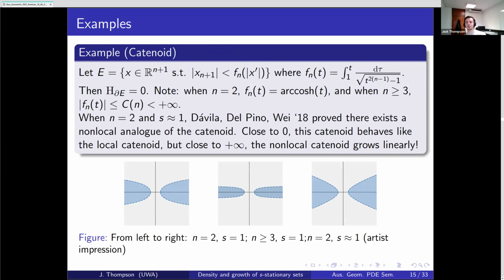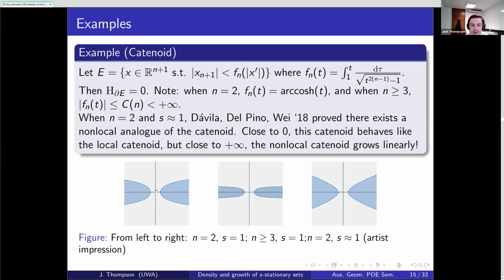Okay, a more complicated example is the catenoid. In the local case, we can explicitly construct a family that we call the catenoids with 0 mean curvature. When n equals 2, it's given in this form, and f is arc cosh. When n is bigger than or equal to 3, it's given by this integral, and this function f is bounded. So the catenoid is contained in a slab for n bigger than or equal to 3.